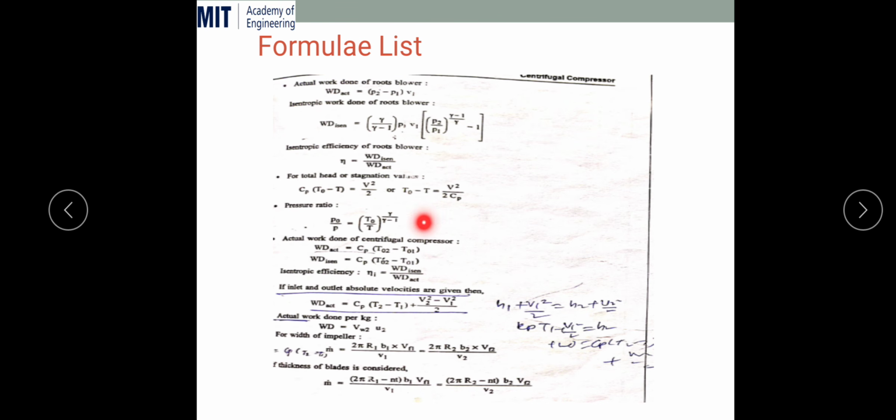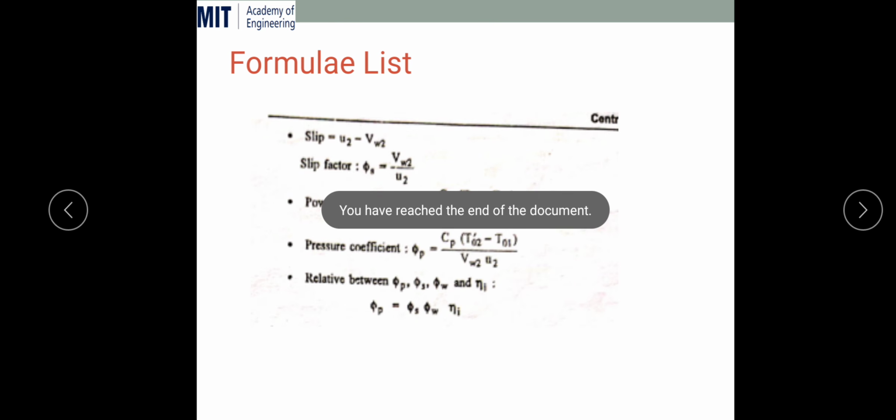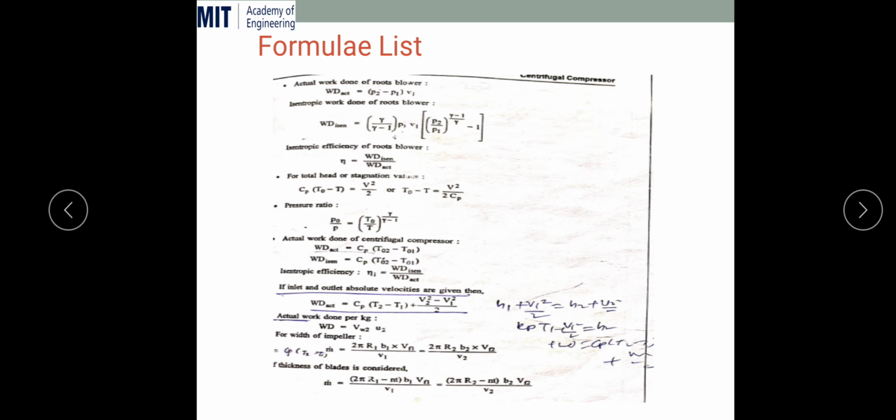Pressure ratio using the adiabatic thermodynamic process: we know that P02 upon P01 is equal to (T02 upon T01) raised to gamma upon gamma minus 1. We have used this formula many times. Then the stagnation temperature minus the static temperature is equal to V square upon 2Cp. This we already derived. Then the isentropic efficiency, then the effect of blade thickness on the mass flow rate, the slip factor, power input factor, pressure coefficient, and the relations between these. This much formulae we have discussed in the centrifugal compressor.